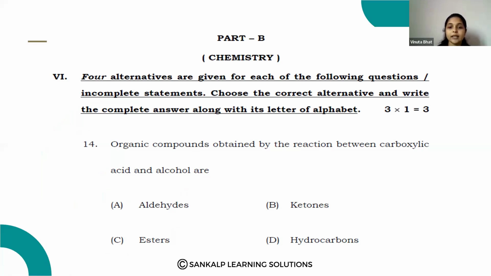The organic compounds obtained by reaction between a carboxylic acid and an alcohol are: option A aldehydes, option B ketones, option C esters, option D hydrocarbons. Here the correct answer is option C, esters.